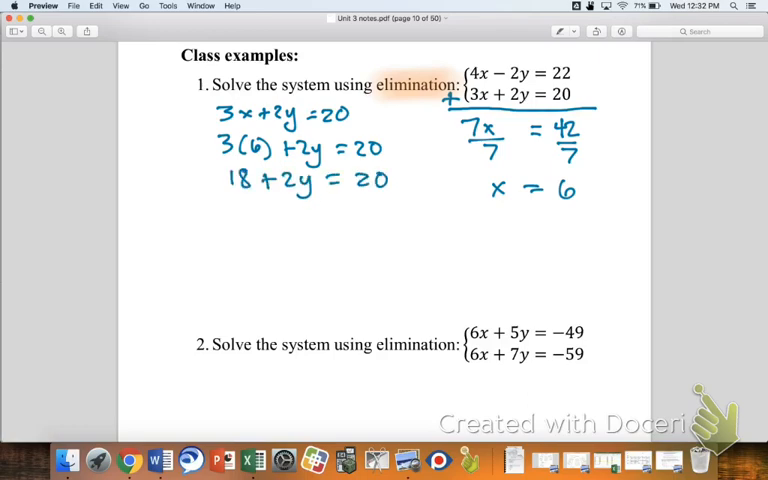Am I going to get rid of the 18 or the 2 first? Yep, we're going to minus 18 from both sides. We'll end up with 2y is equal to 2. And then finally, to get the y all the way by itself, divide by 2. Dividing by 2 gives me y equals 1. So my solution for my system is 6 comma 1.